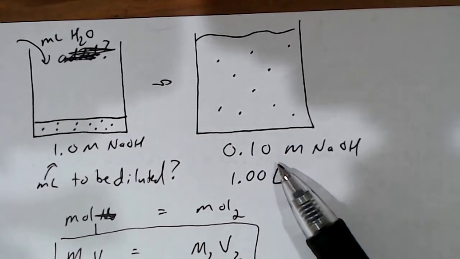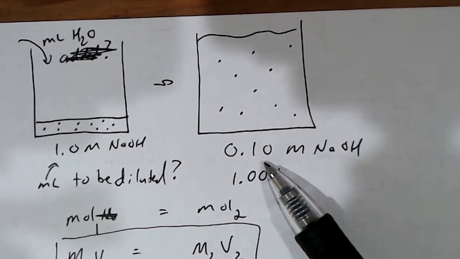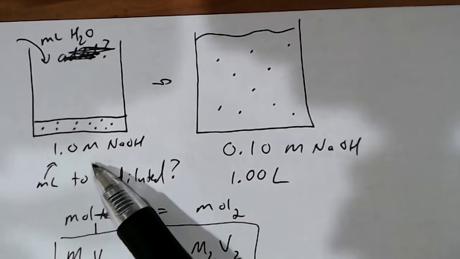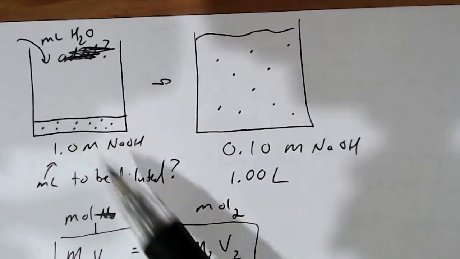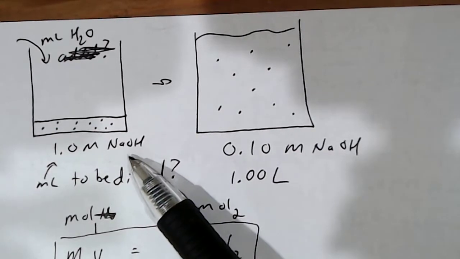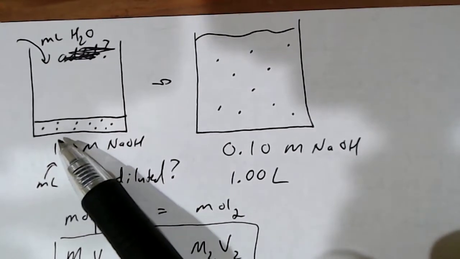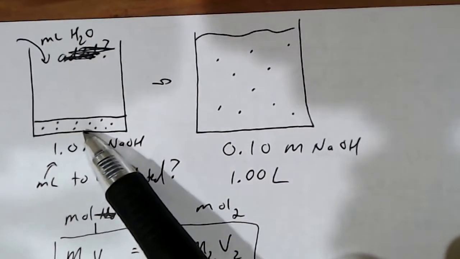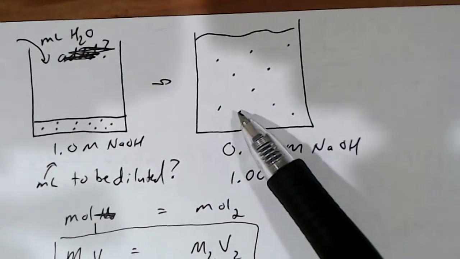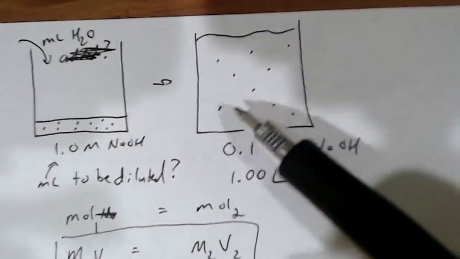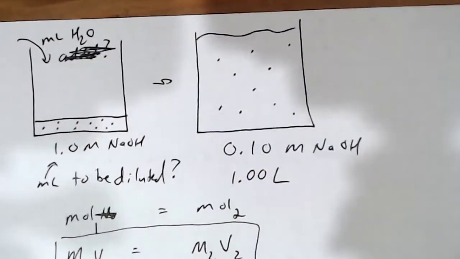solution. If I want to make 1 liter of 0.10 molar sodium hydroxide, and all I have available in the stockroom is 1.0 molar sodium hydroxide, I can add water to some of that to make a larger volume. See, we have a fairly concentrated solution. There's a lot of dots per unit of volume here. But we want to make a more dilute solution. Same number of dots, but in a much larger volume. And we can get that by spreading those solute particles out by adding more water.